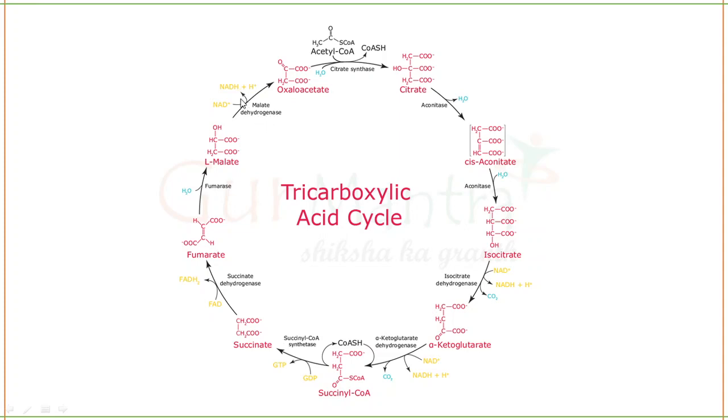Here you can see one common thing in the cycle: wherever NADH is produced, you are using the enzyme dehydrogenase, because here NAD plus is the cofactor. Okay, so citrate synthase, aconitase, isocitrate dehydrogenase, alpha ketoglutarate dehydrogenase, succinyl CoA synthetase, succinate dehydrogenase, fumarase, malate dehydrogenase. Everything, the enzyme name starts with its substrate and then its function.